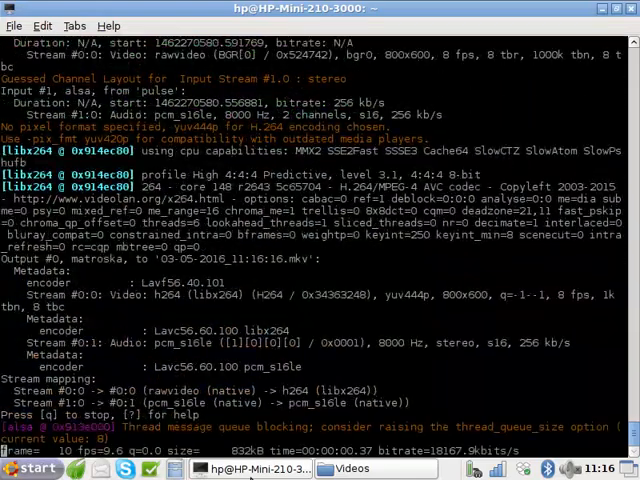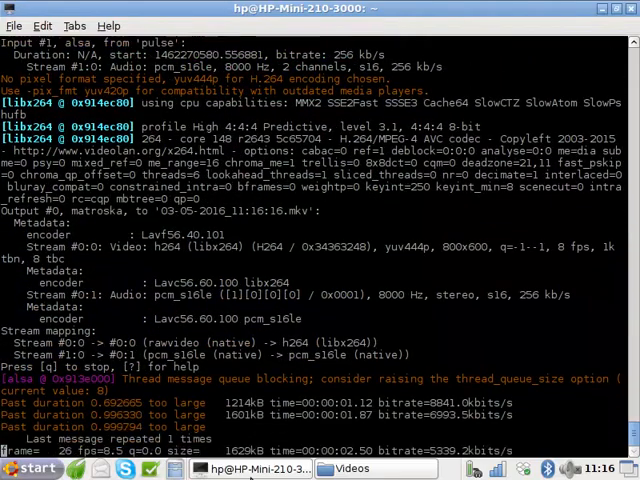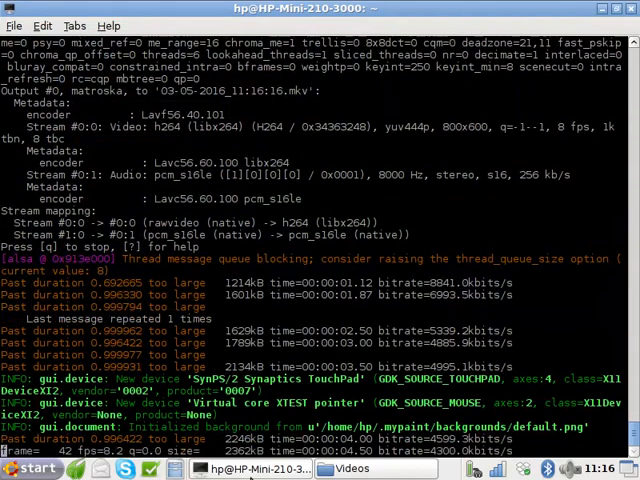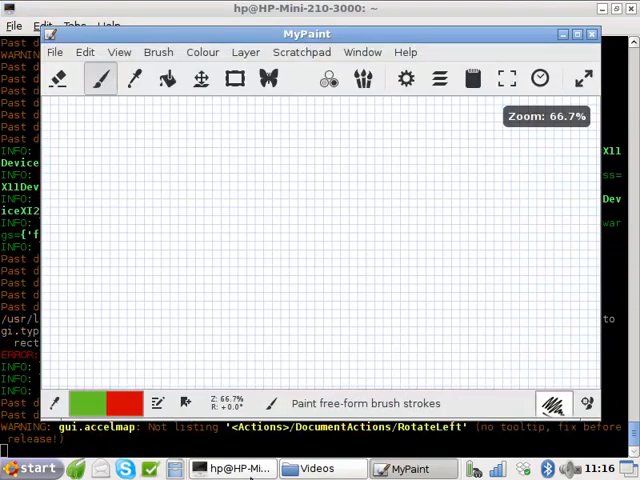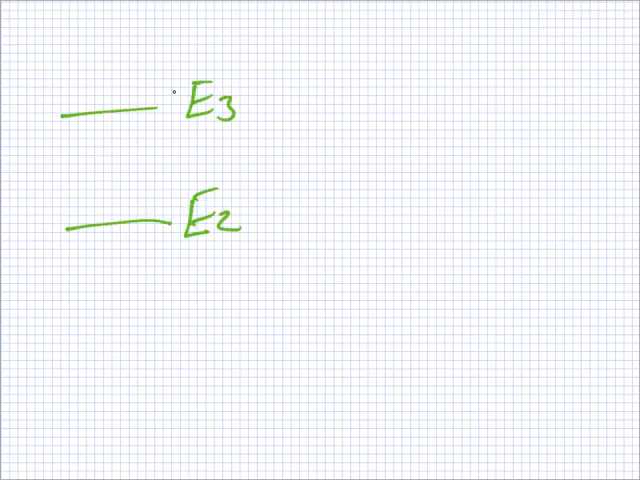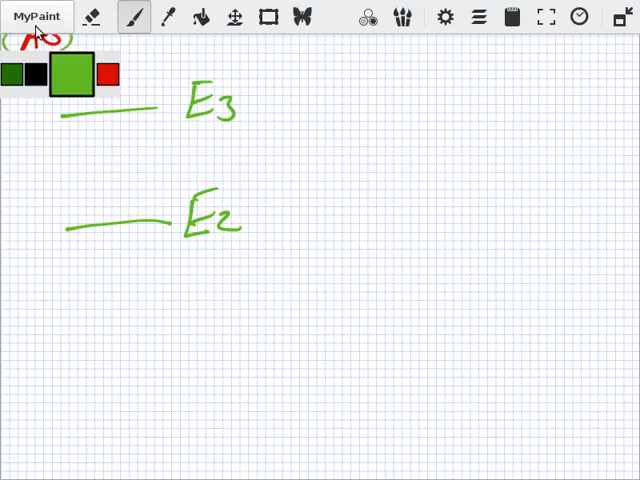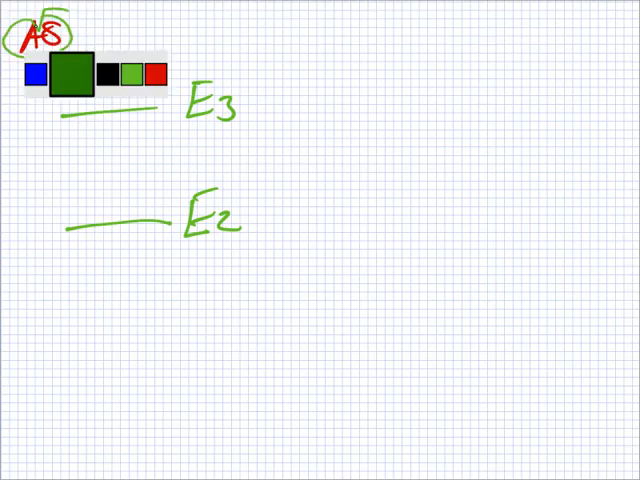Okay, so there you have your four energy levels. Determine the wavelength of light produced by transitioning from E3 to E2. So here we have E2, and then here we have E3. This is part A. Now we are going from E3 to E2.